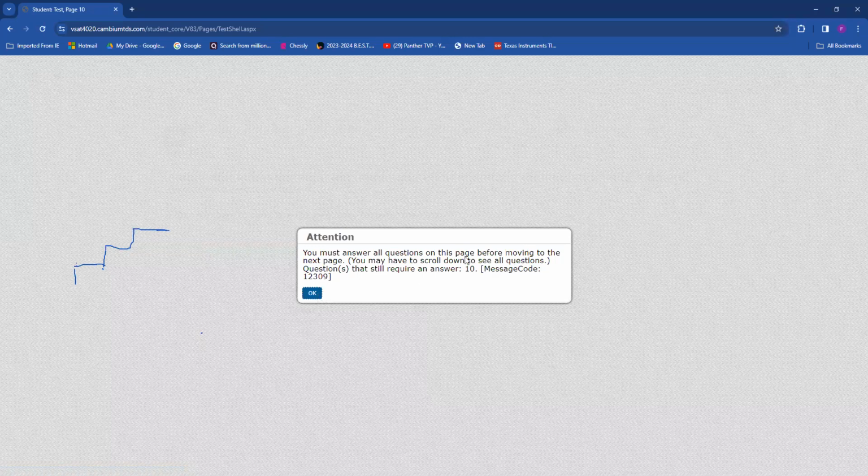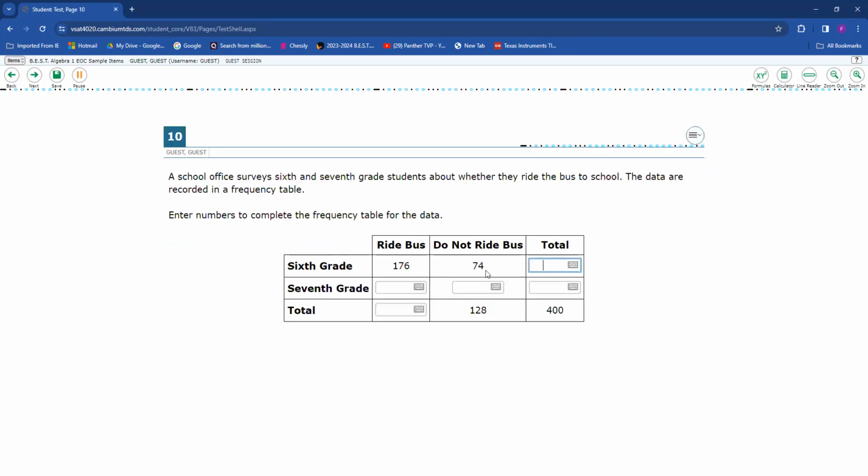Okay, this is adding 176 plus 174. It gives you that total. Then 400 minus what you got here by adding those two numbers goes here. This box here is 128 minus 74. And this box here is 400 minus 128. And whatever you get here minus 176 is going to give you that number.